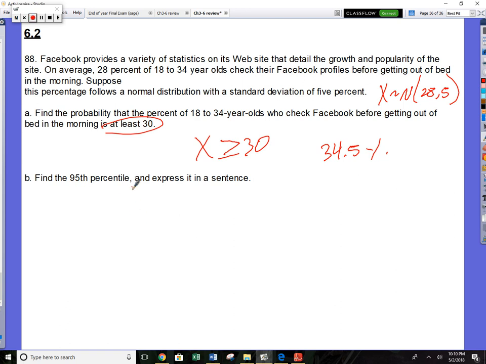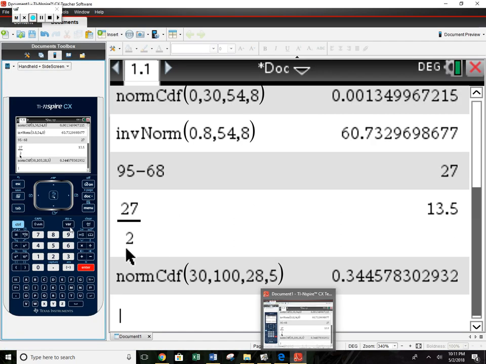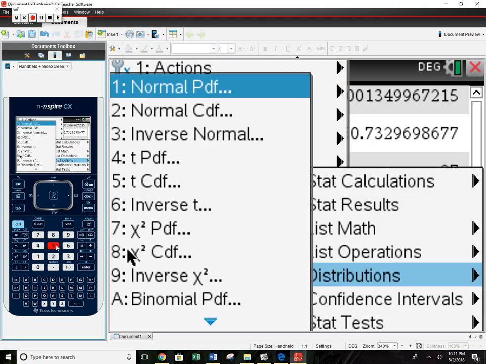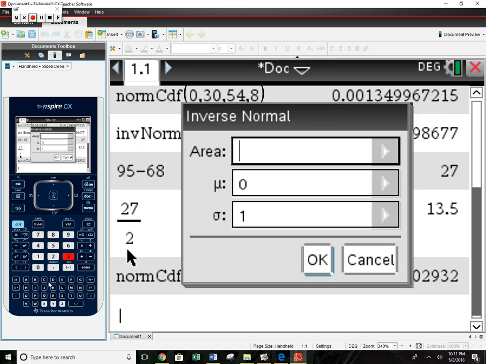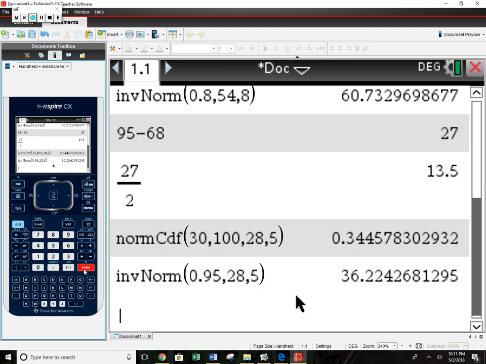Find the 95th percentile. So the 95th percentile, that is going to be menu 6, 5, 3. We're going to inverse it. So the 95th is 0.95. The mean is 28. Standard deviation is 5. Okay. So that is 36.22.